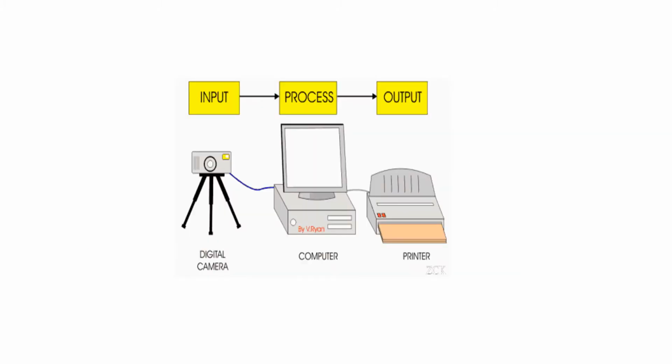This is a very simple example where we take a picture from a digital camera. Now suppose we want to take out the printout of that picture. So we get that picture processed in the computer and we get the output from the printer. So your picture becomes the output.